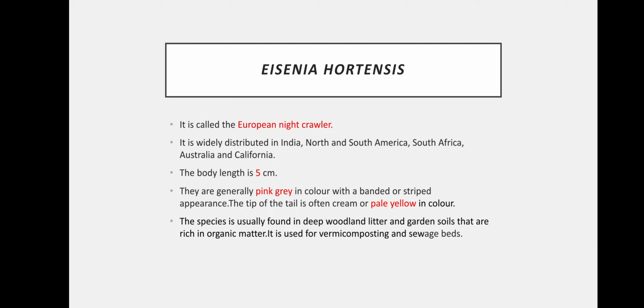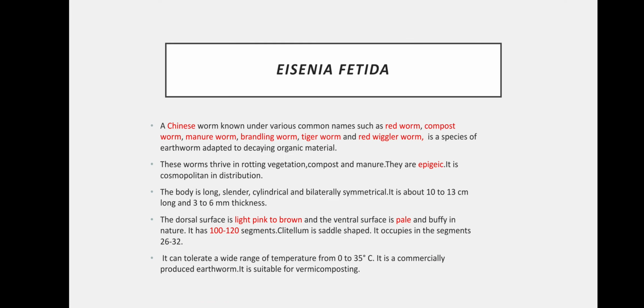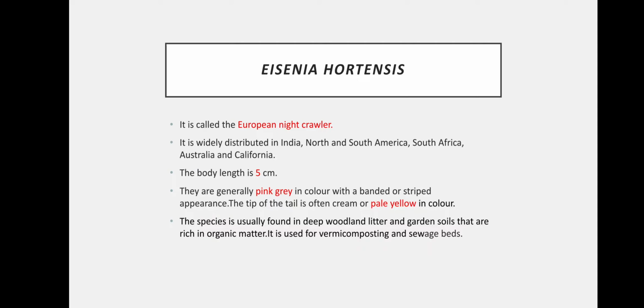It is widely distributed in India, North and South America, South Africa, Australia and California. Body length is 5 cm, generally pink grey in color. In the previous case it was light pink to brown color. Here it is pink grey in color with a banded or striped appearance. The tip of the tail is often cream or pale yellow in color.